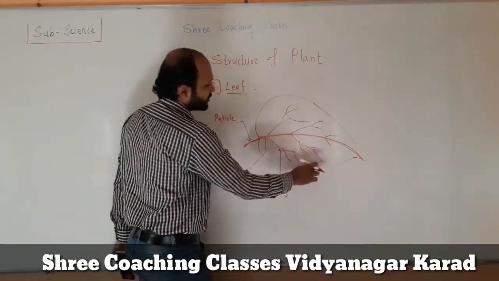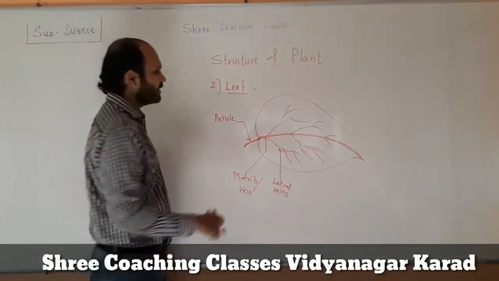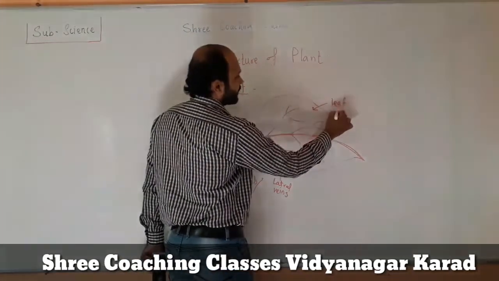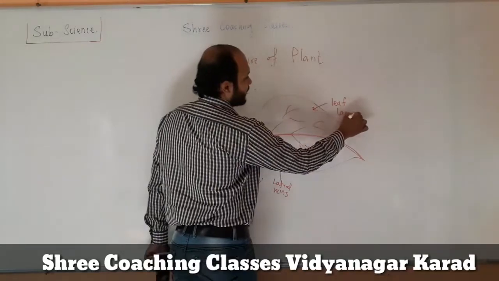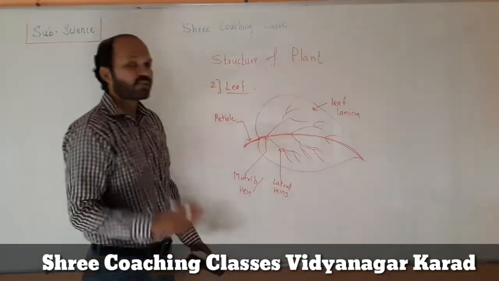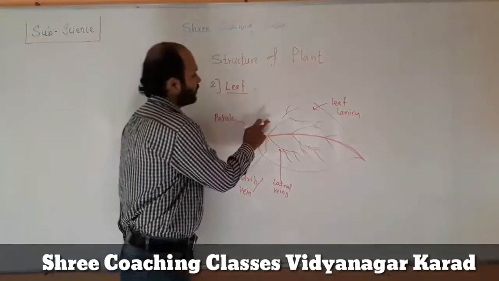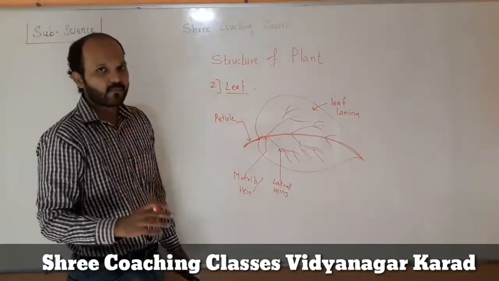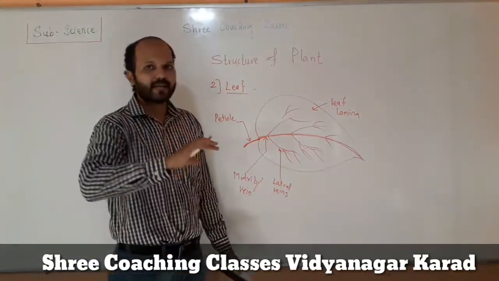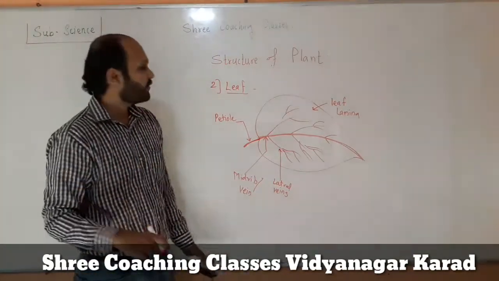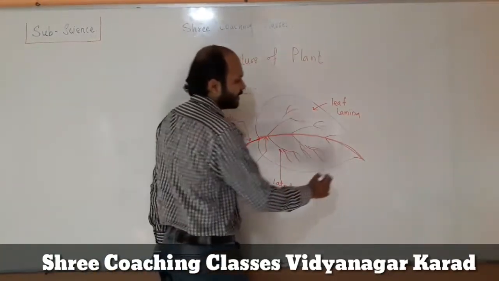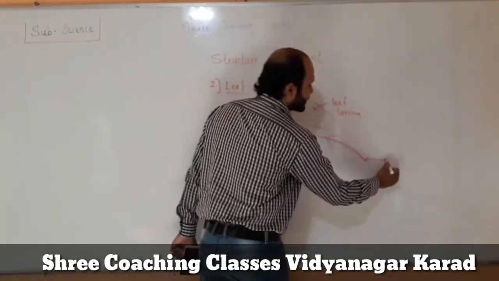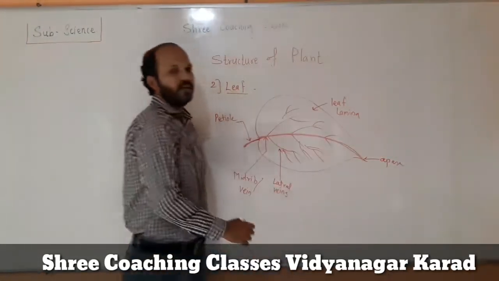Now this portion which looks green in color, in the actual leaf, is known as the leaf lamina. The actual green portion, here you are looking at it in white color, but in an actual leaf, that green part is known as the leaf lamina. At the tip of the leaf is the leaf apex.